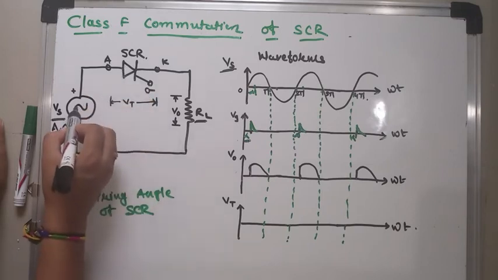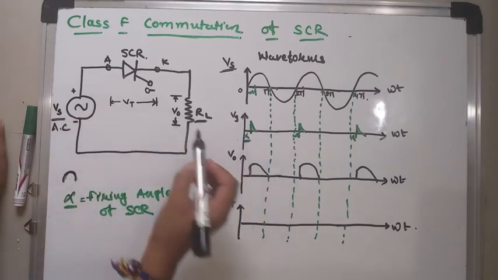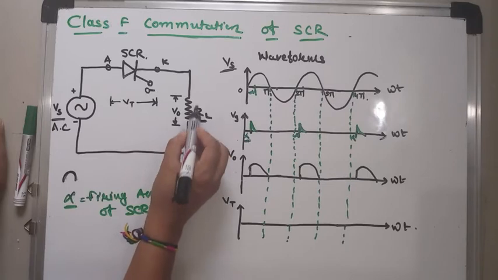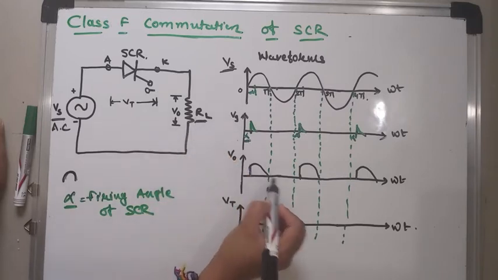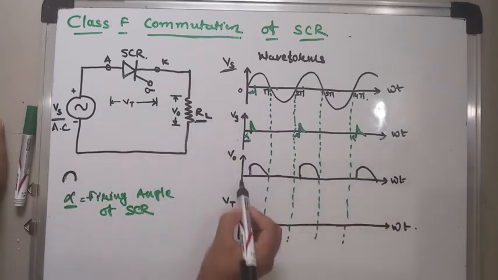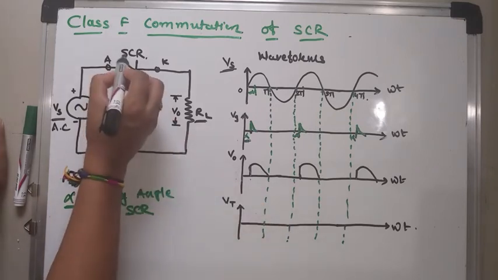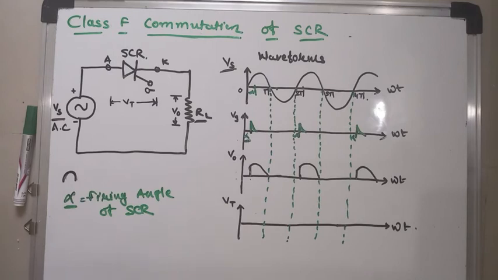Current starts to flow from the source to the load, and you will get the output voltage, and output voltage means the voltage across the load. So here you will get the waveform which is like that. From 0 to alpha there is no waveform as the SCR is in the forward blocking state. So the SCR is in the off state. So there is no output from 0 to alpha degrees.